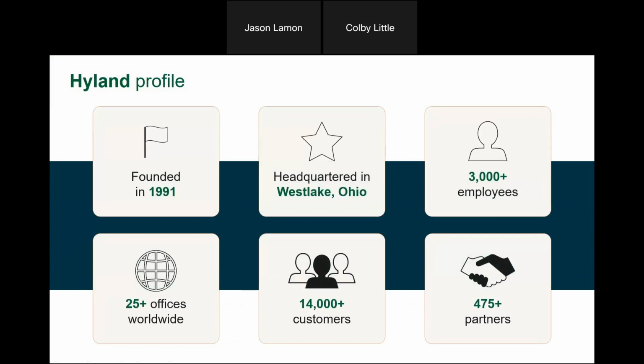So just a brief overview of Hyland, the company. We've been around since 1991, really focusing on the development of content management or content services solutions for the back office and specific verticalized applications. We're a global company, about 3,000 employees now, and we support over 14,000 customers. Also have a strong partner ecosystem with about 500 partners.